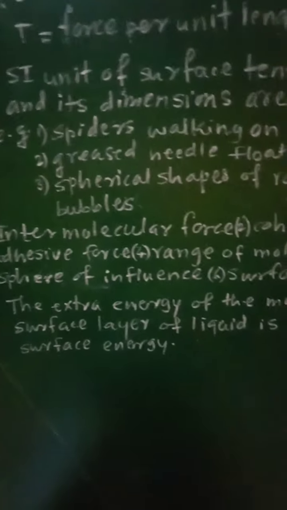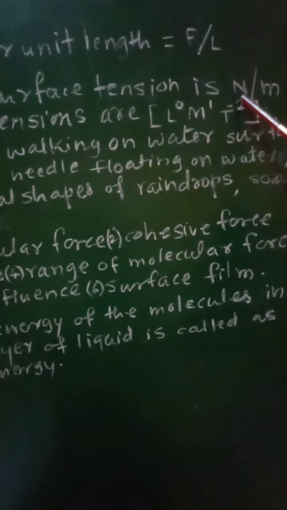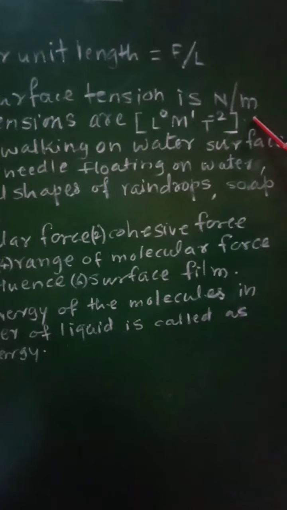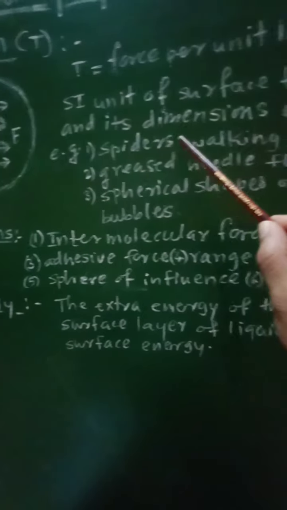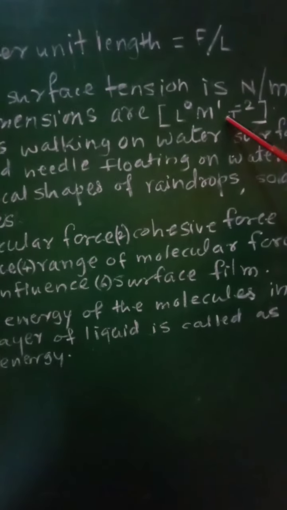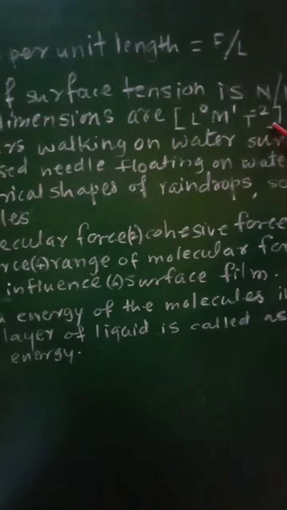Now the SI unit of surface tension is Newton per meter, and the dimensions of the surface tension are 0 in length, 1 in mass, -2 in time.